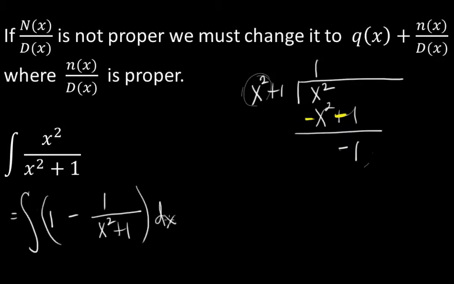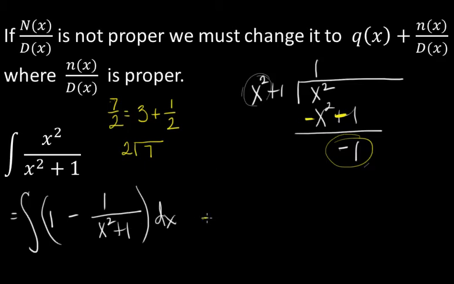Now we've done this in class before, so I hope you remember. It's really no different than writing 7 halves. Dividing 2 into 7, dividing denominator into numerator, we would get 3 plus a remainder of 1 over 2. Here, dividing numerator by denominator, we get 1 with a remainder of minus 1. We write it the same way.